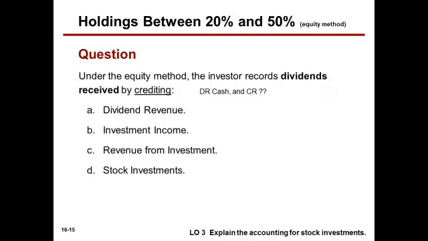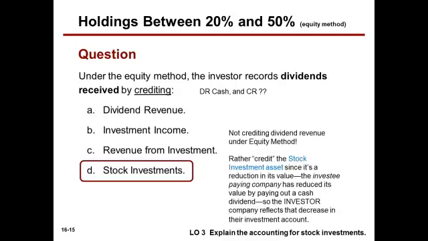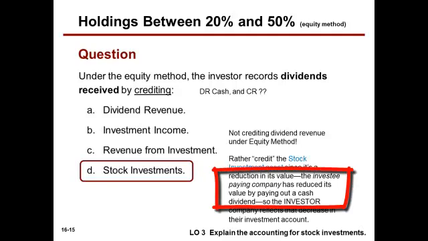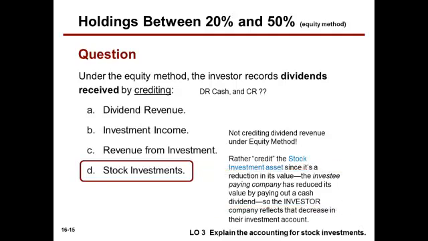Review question. Under the equity method, the investor records dividends received by crediting what account? So we're going to debit cash and credit what account? We'll credit stock investments. Why? We're not crediting dividend revenue under the equity method. Rather, we credit the stock investment asset since it's a reduction in its value. The investee paying company has reduced its value by paying out cash, so the investor reflects that decrease in their investment account. Now, they're increasing their cash for it, but they're decreasing their stock investment.